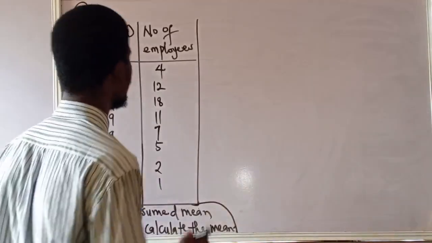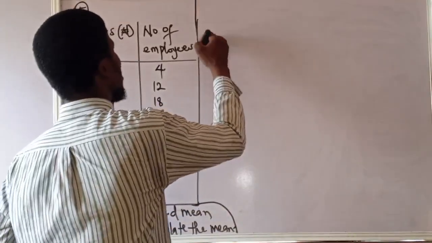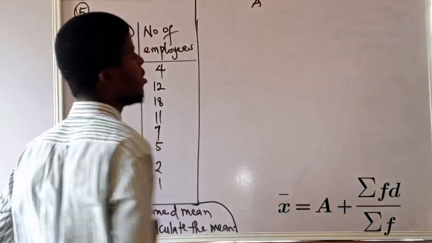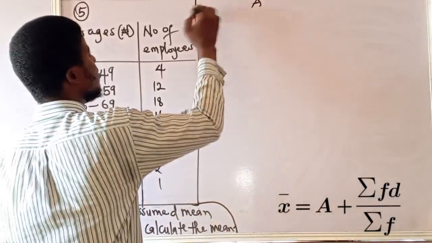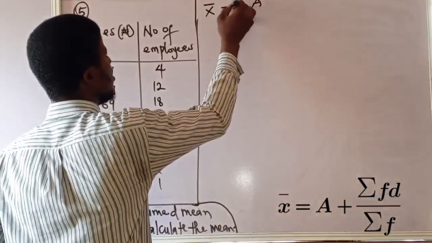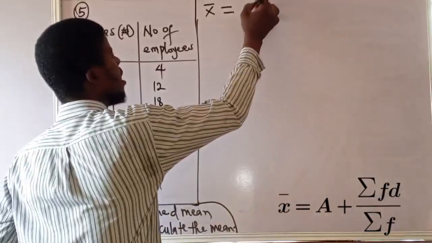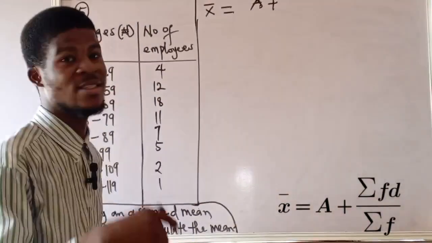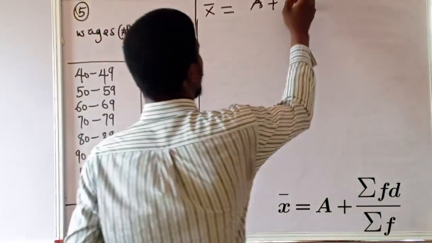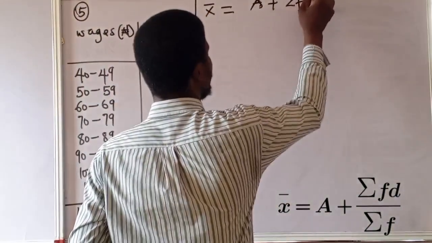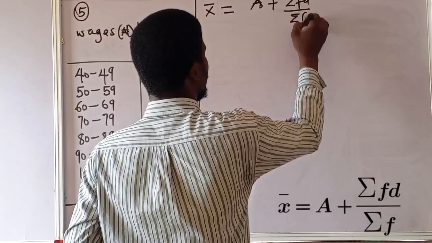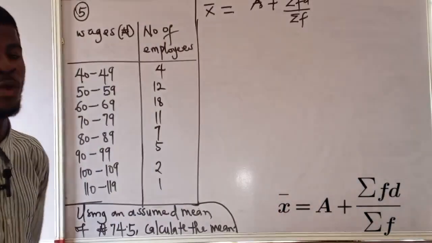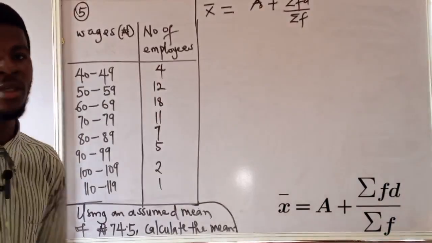So using this assumed mean, how do we do it? It's simple. Actually, if we are given an assumed mean, let's say the assumed mean is A, the actual mean of that distribution, x bar, is the sum of the assumed mean and the mean deviation. And that is summation fd all over summation f. Here's the formula we use to determine the actual mean of a distribution when an assumed mean is given.